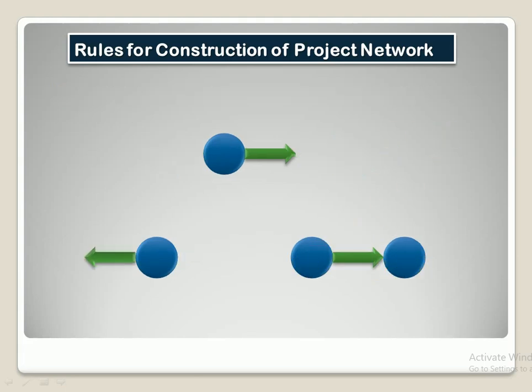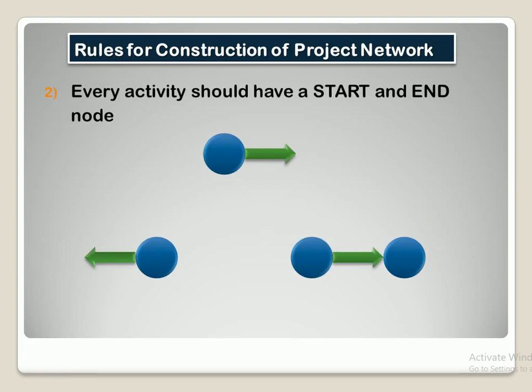Our second rule says that every activity should have a start and end node. Here I have mentioned three examples. In the first example, some activity is going on and it does have a start node, but its end node is missing. So this is an incorrect way to draw a project network. In the second example, some activity is going on and it does have an end node, but its starting node is missing. So this example is also incorrect.